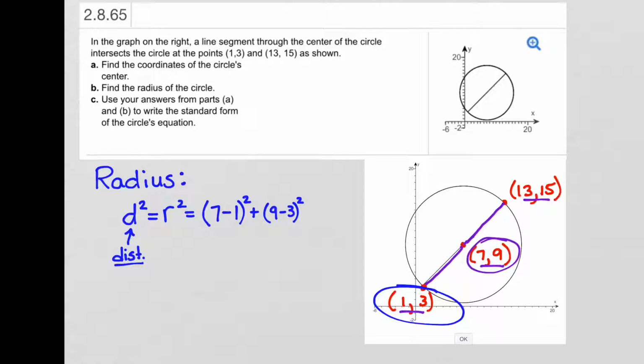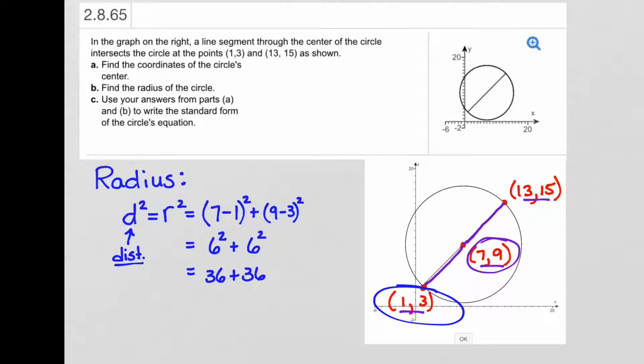Now notice that if you messed up and you wrote 3 minus 9, you put them in reverse order, it doesn't even matter because the only difference between 9 minus 3 and 3 minus 9 is that one is positive and one is negative. You're going to square it. Now it doesn't have any difference at all. So even if you mess that up, it still works out okay. So we have 7 minus 1, which is 6 squared, plus 9 minus 3, which is 6 squared. And that gives me 36 plus 36.